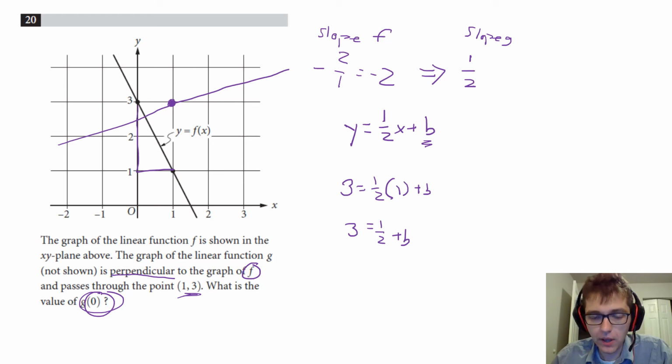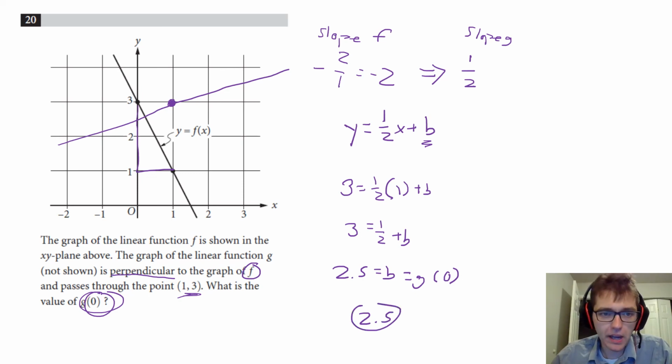Subtract 1/2, you have 2.5 is equal to b, which is equal to g of 0. So that's your final answer to bubble in, 2.5. Gut check back with your graph. Yep, I believe that's 2.5. Bubble it in, good to go, completed section 3.